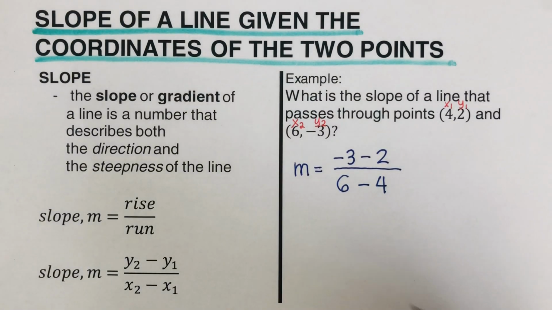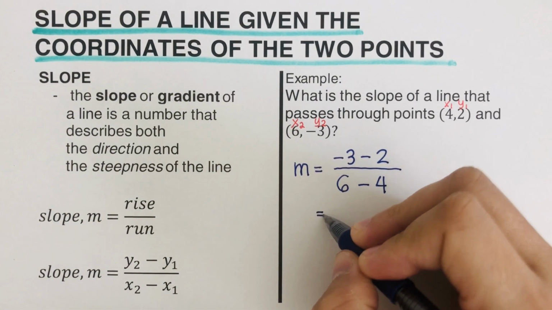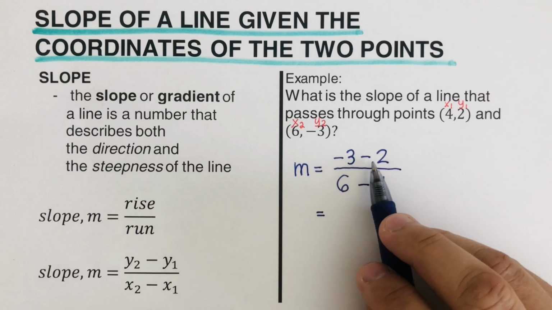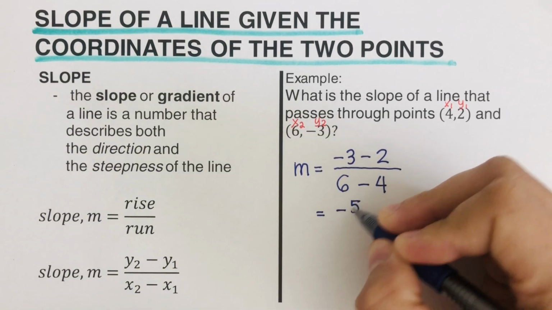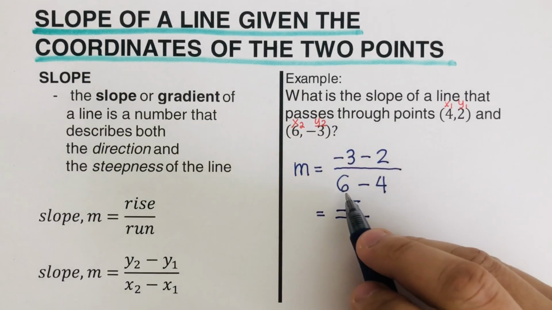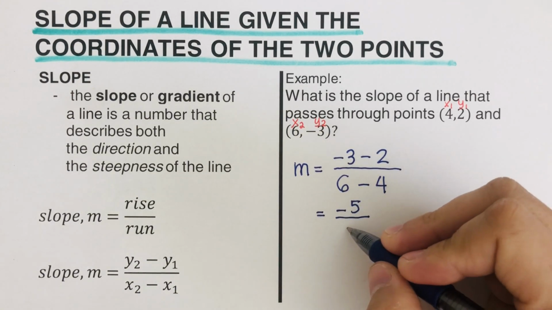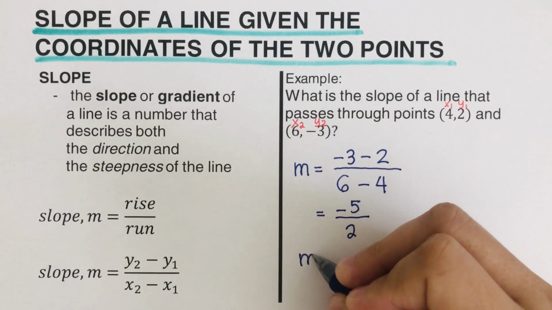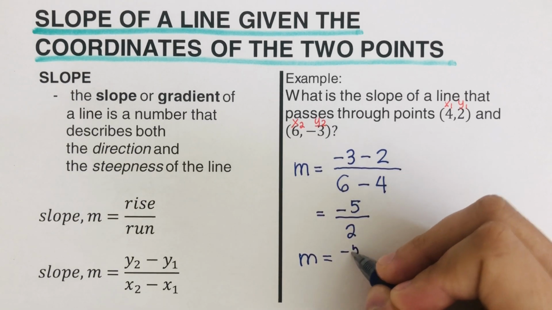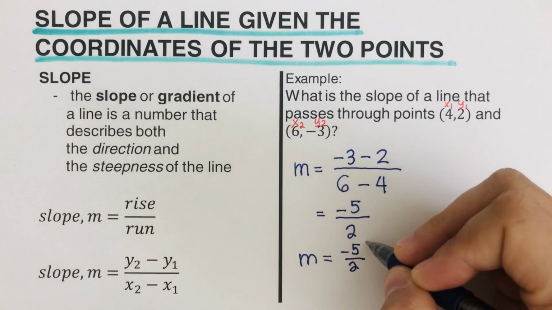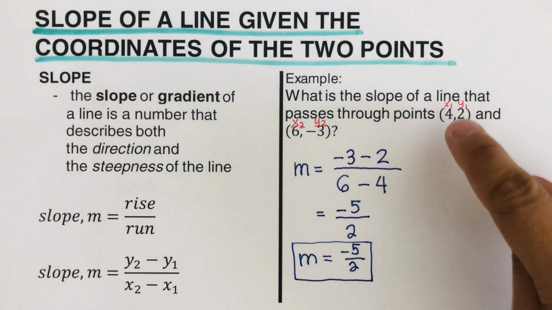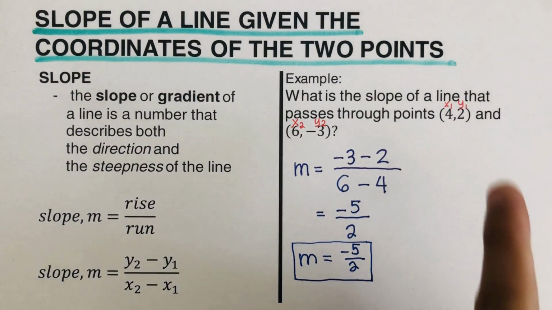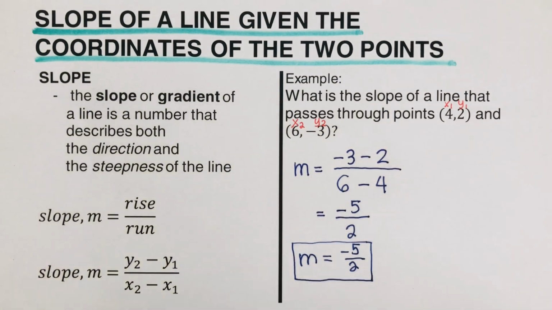From here, we can simplify this. Negative 3 minus 2 is negative 5, over 6 minus 4, which is 2. So our slope is negative 5 over 2, or negative 5 halves. That's the slope of the line that passes through these 2 points.